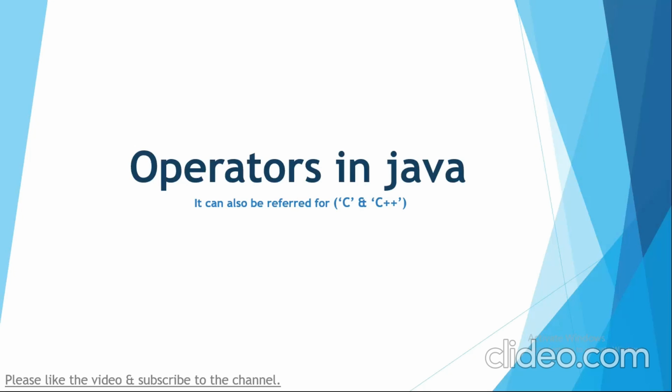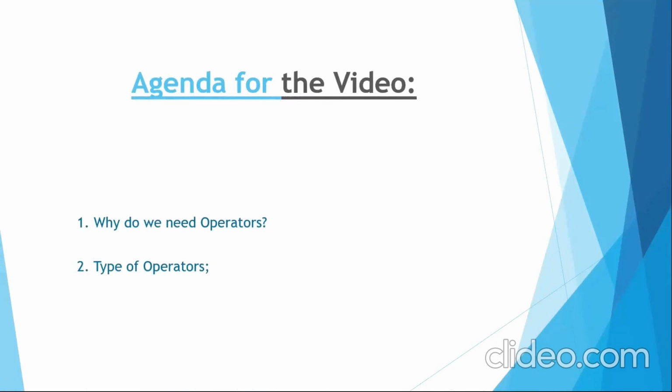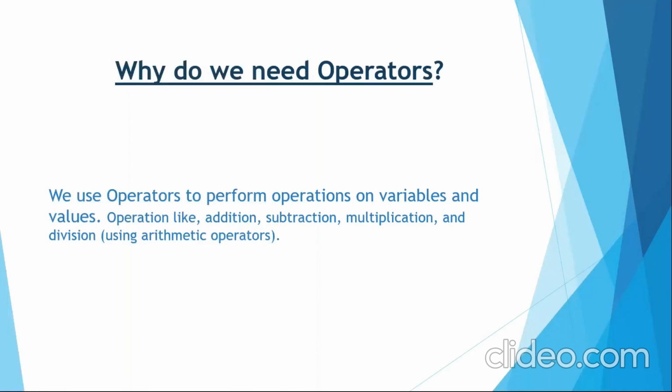But first of all, let's go ahead and look at the agenda. Here we have the agenda for the video guys. First of all, we will see why do we need operators, and then we'll see the type of operators. In this, we will discuss every single operator which is available. So guys, we need operators because we use operators to perform operations on variables and values.